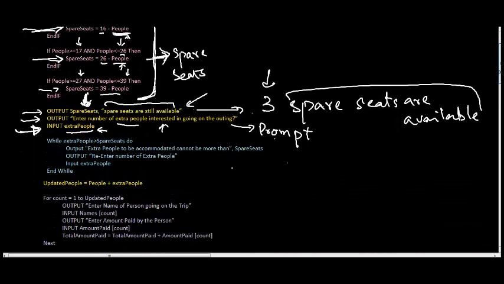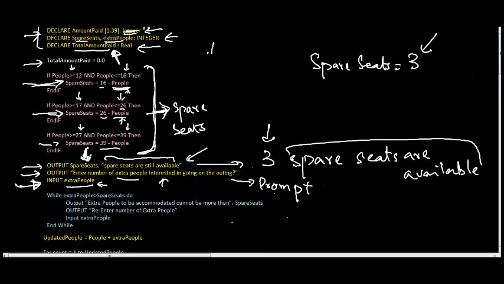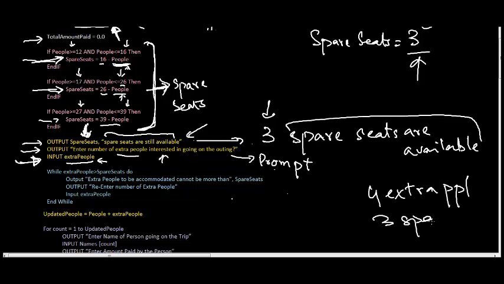Let me just scroll a little bit. What I've done here is, for example, we have said that we have only 3 spare seats. What if we have 3 spare seats? Can we take 4 extra people with us when we have 3 spare seats only? That cannot be allowed, because the maximum number of extra people that can go is 3, since we only have capacity for 3 in our bus.